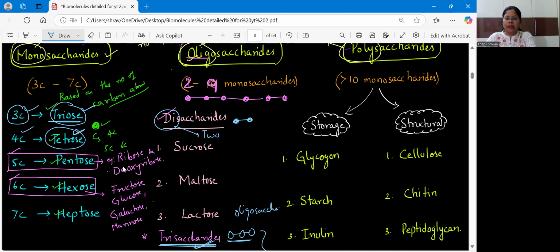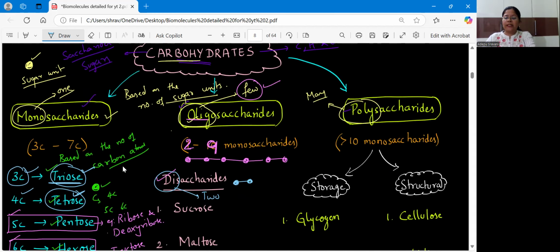Next, if you talk about polysaccharides, polysaccharides are the carbohydrates where the number of monosaccharides will be more than 10. So here, suppose these are the monosaccharides we have. All these monosaccharides are bonded by glycosidic bonds. If the number of monosaccharides is more than 10, such carbohydrates we call polysaccharides. These polysaccharides can again be classified based on their composition and function, which we'll discuss later in detail.